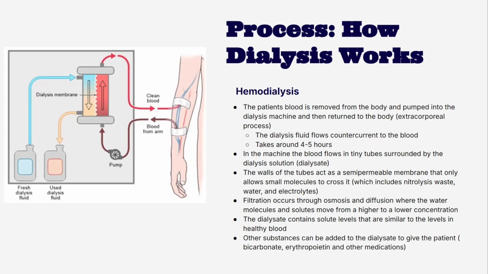The dialysate contains solute levels that are similar to the levels in healthy blood. Other substances can also be added to the dialysate to give to the patient. These can include bicarbonate, erythropoietin, and other medications.